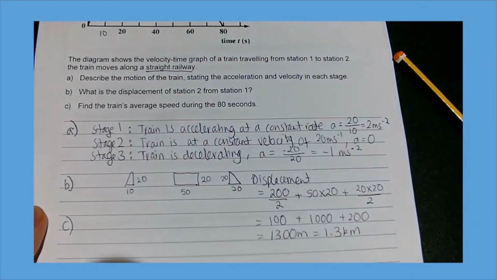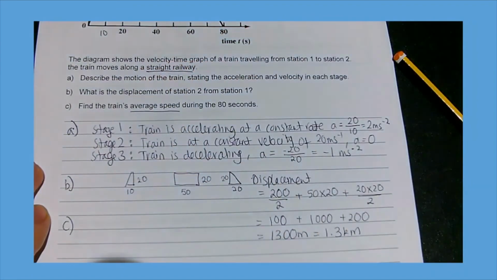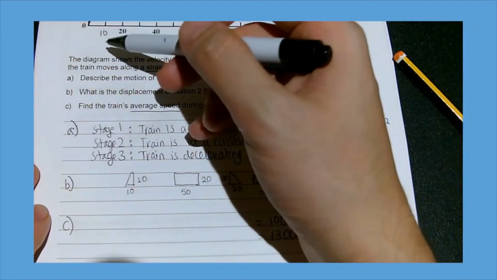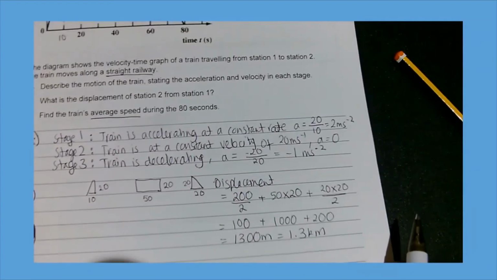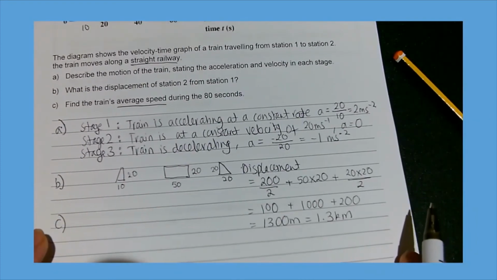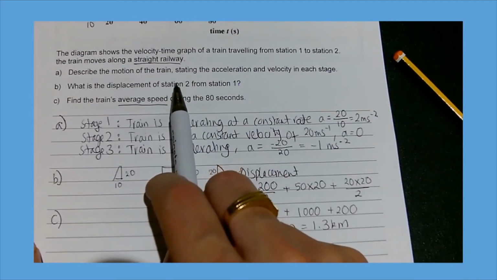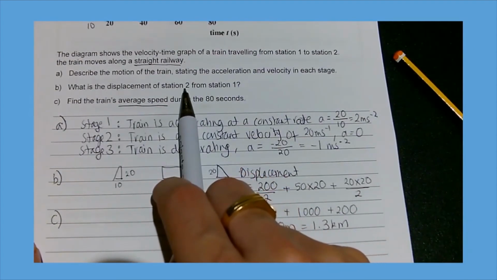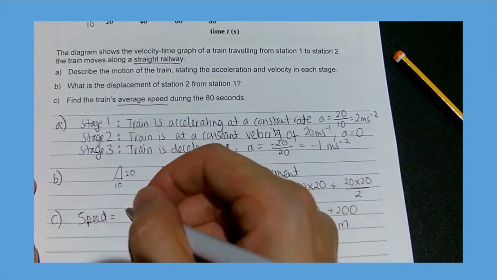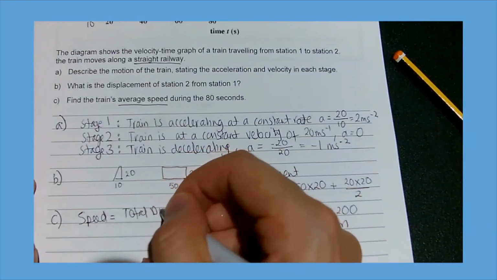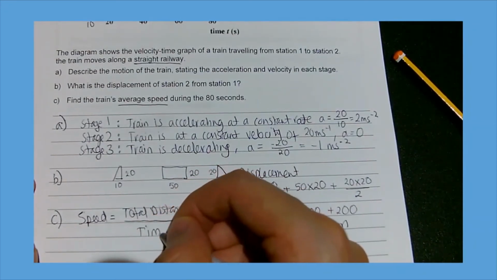Right, part C. Find the train's average speed during this 80-second period. Right, the average speed, we've got to be very careful here. When we talk about displacement, we're talking about how far an object is travelling from a starting position. So the starting position from station 1 all the way to station 2. And the average speed is obviously the total distance travelled over the total time taken.